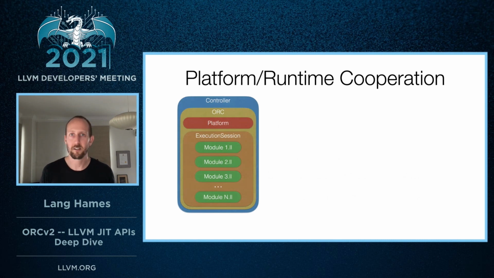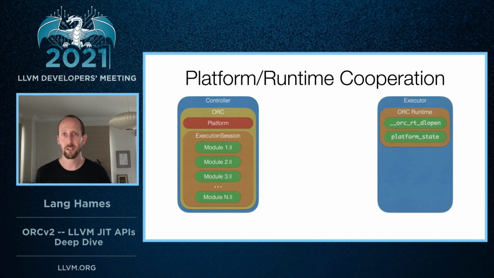So over on the left here, let's imagine that we have some controller process. It has an ORC JIT in it. There's a platform attached to an execution session, and that execution session has a JIT dylib with a few materializers in it. And then separately, we have an executor process. This process has been running for a little while. We've linked the ORC runtime into it already, and it has that ORC runtime DL open emulation. We're going to arrange to have that DL open called somehow, and we'll see how that communicates with ORC.